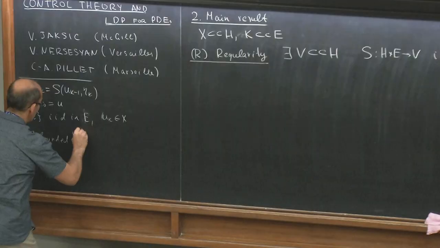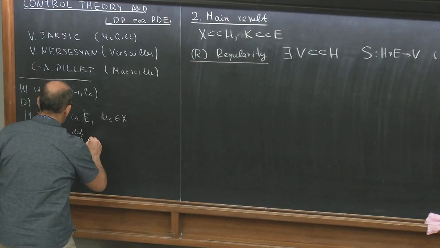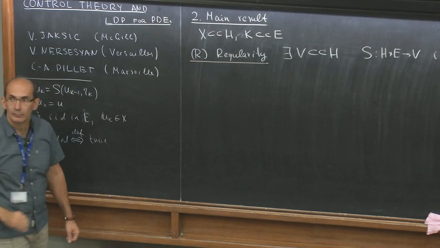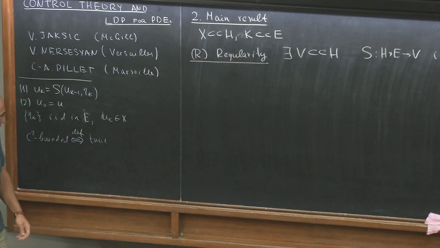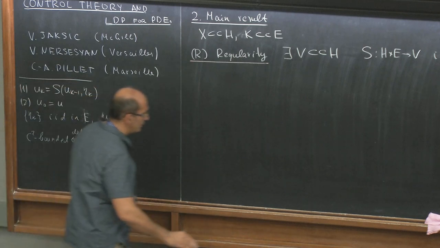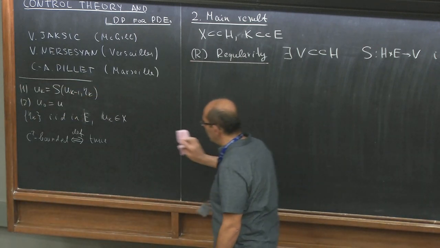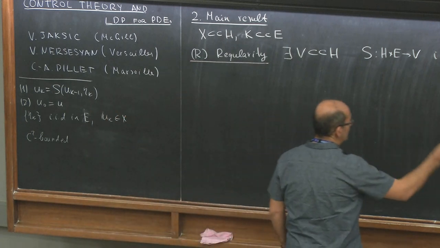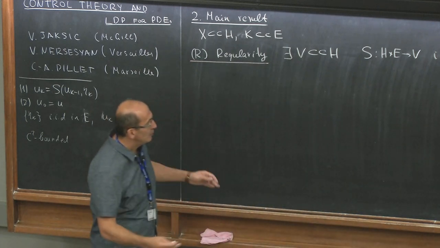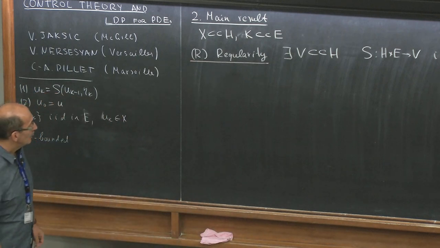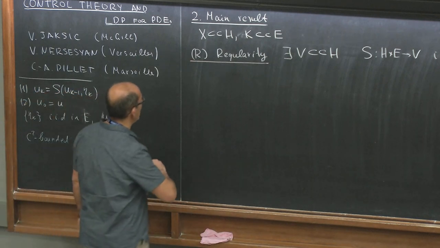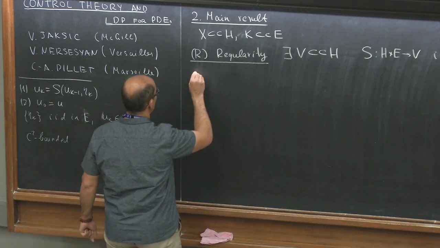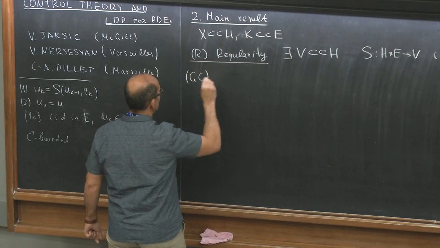So C2 bounded is just shorthand for saying twice continuously differentiable, bounded on bounded subsets. OK, so this is the regularity condition. Now, the second condition is about global controllability. So let's say GC.